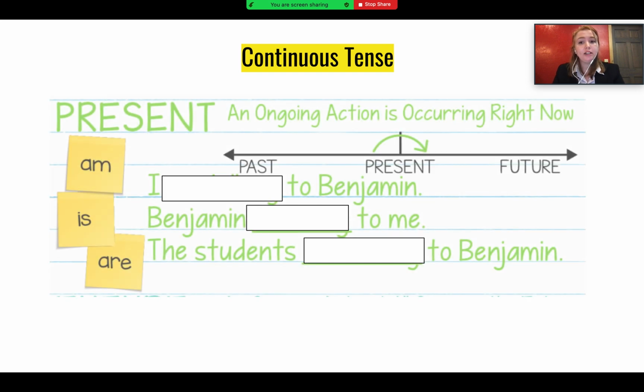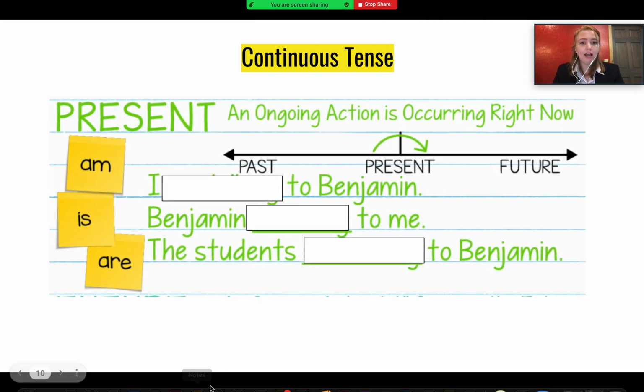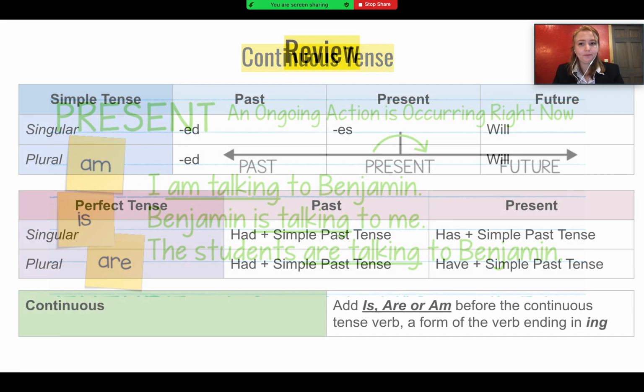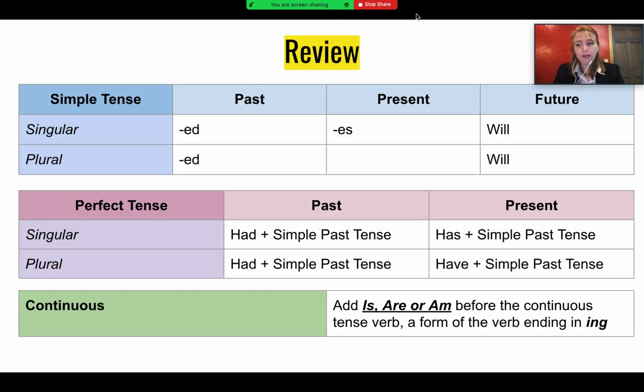When we're looking at the continuous tense, we're looking at an ongoing action that is occurring right now. So we're going to add am, is, or are, and it's happening currently. So I am talking to Benjamin, Benjamin is talking to me, or the students are talking to Benjamin are some examples. So this is to kind of review again. These are some of the examples of what we went over.